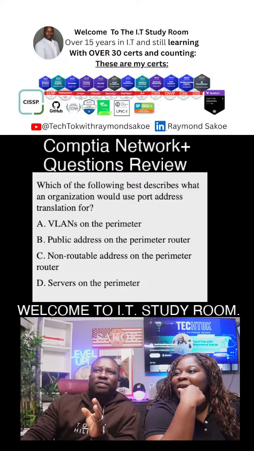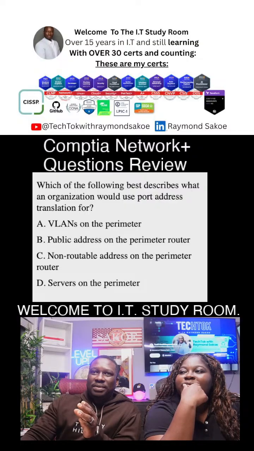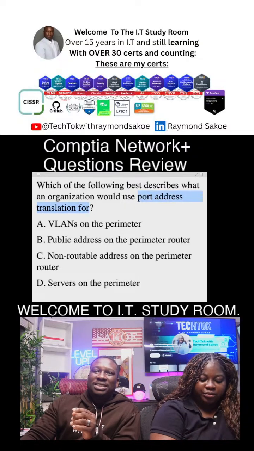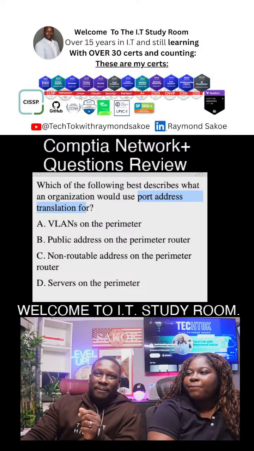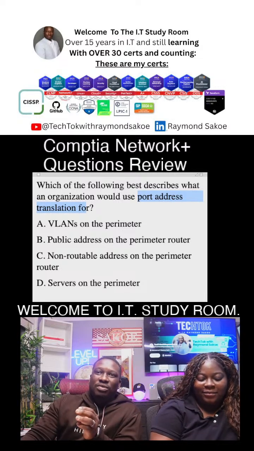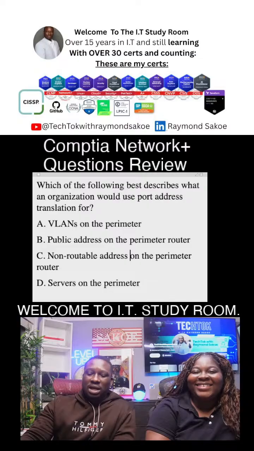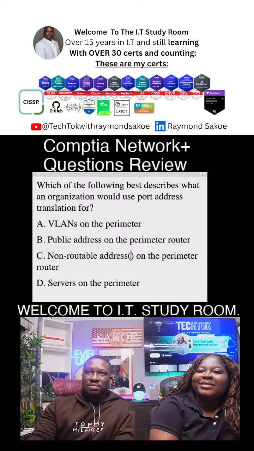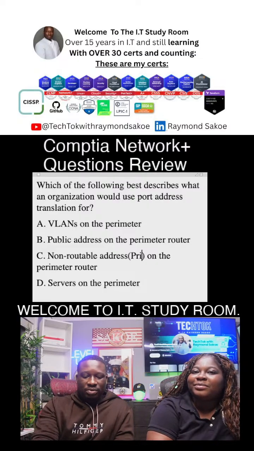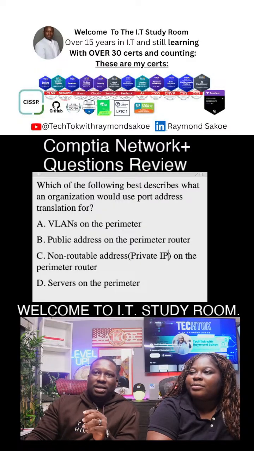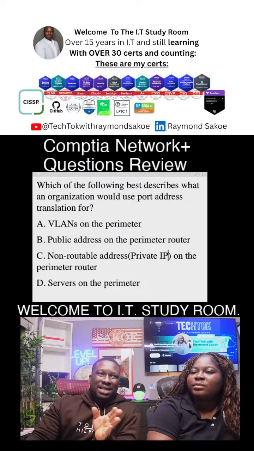It says, which of the following best describes what an organization would use port address translation for? Non-routable addresses on the perimeter router. Non-routable IP addresses are private IP addresses, right? Private IP addresses, because remember, PAT and NAT, right?